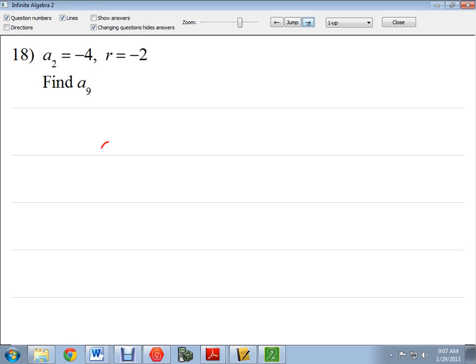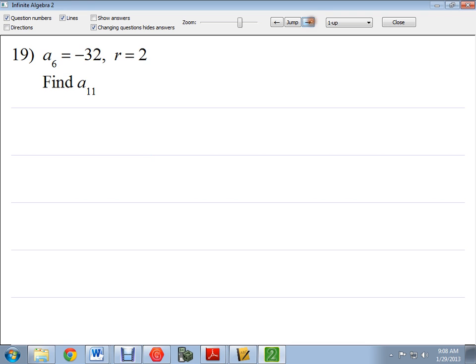So if we have a2, we need a1. Well, okay, a2 is equal to negative 4. r is negative 2, so we have to say what would I have to multiply by negative 2 to get to negative 4. Well, if we multiply a positive 2 by negative 2, we'd get negative 4. So a1 is a positive 2. We're essentially dividing. When we go this way, we're just going to divide by r, and that'll get me what the previous term would be instead of multiplying by r.